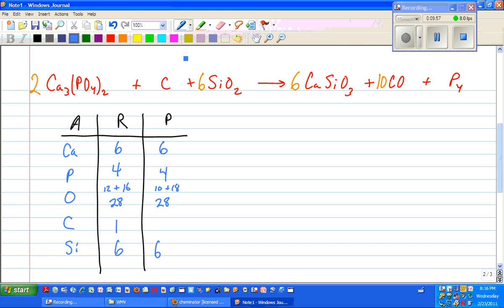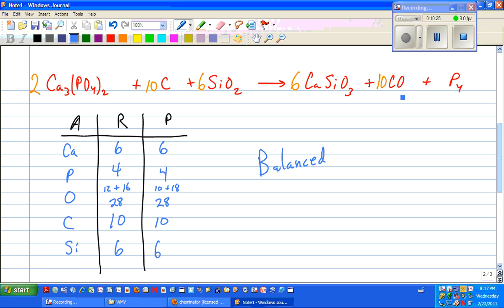I go over to the reactant side. I've got carbon right here. What times 1 gives me 10? The answer is 10. So that gives me 10 here. And the only thing that gets affected when I change that is my carbons. So I get 10 there. And now this is balanced.